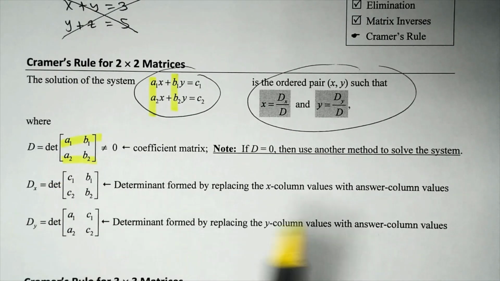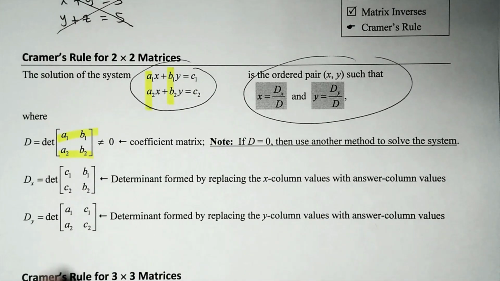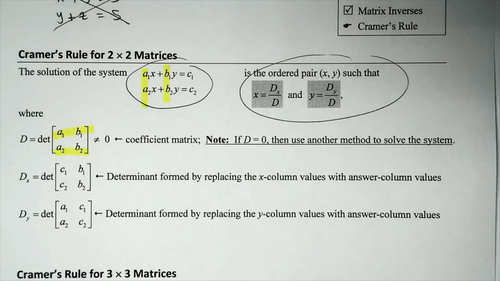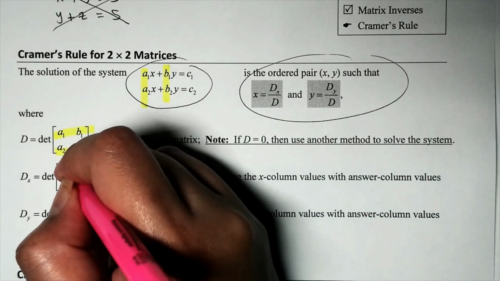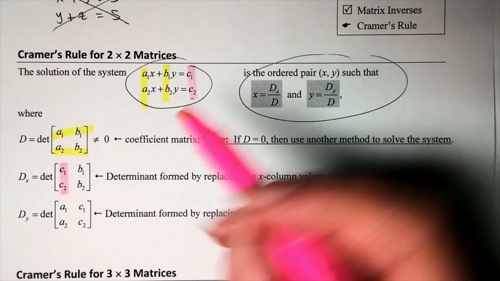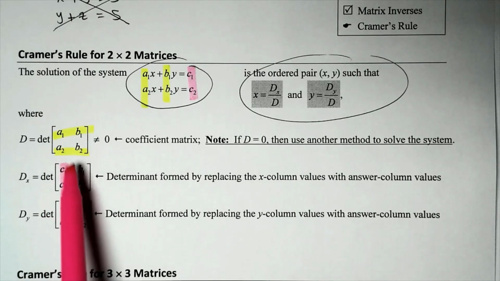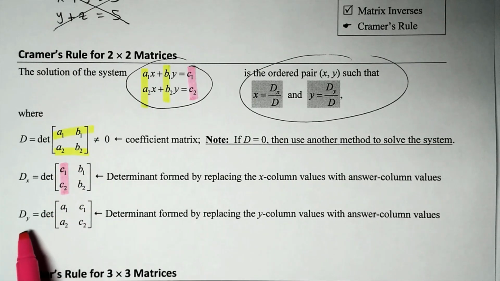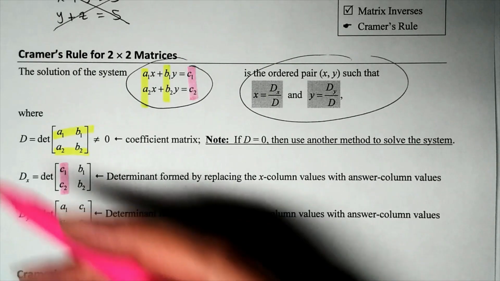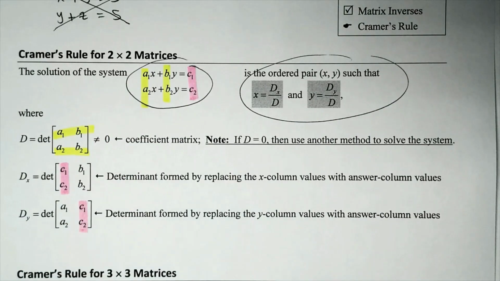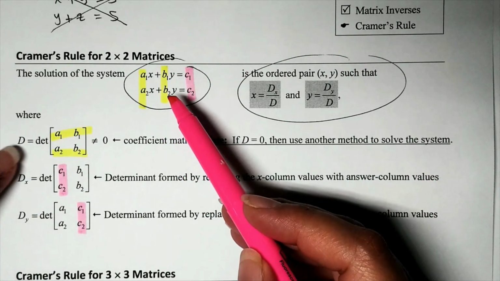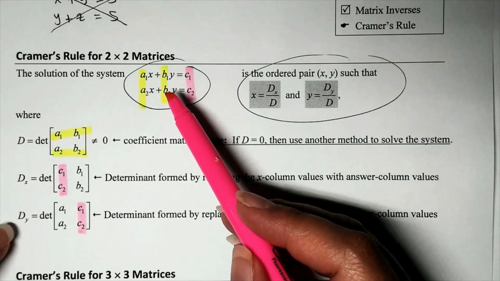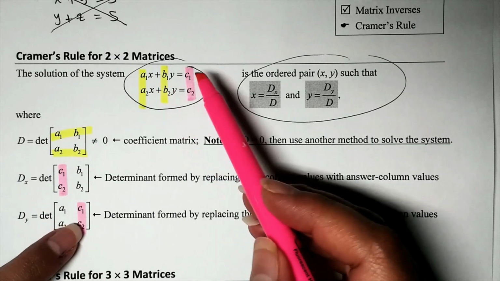Okay, what is Dx? Dx is the determinant we get when we replace the x column values with the answer column values. In this case, the only thing we change are the x column values. The y column values stay the same, and then we take the determinant. What is Dy? Dy is the determinant we get when we replace the y column values with the answer column values. Notice how we didn't touch the x column values. So D is the determinant of the coefficient matrix, and Dx or Dy replace the x column values or the y column values with the answer column values.